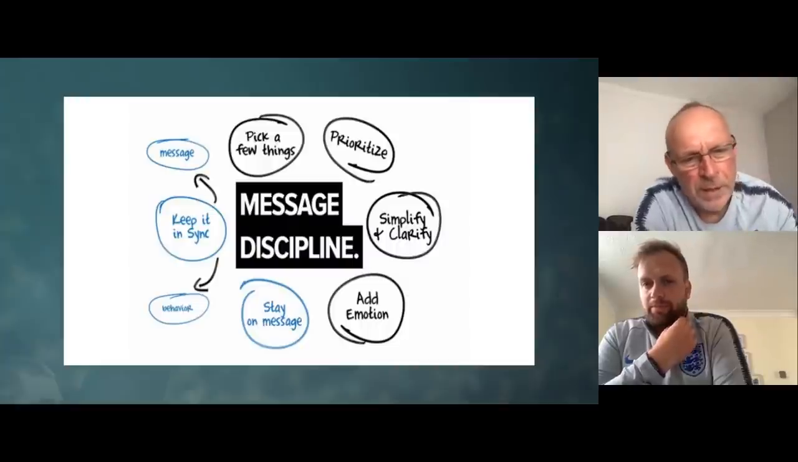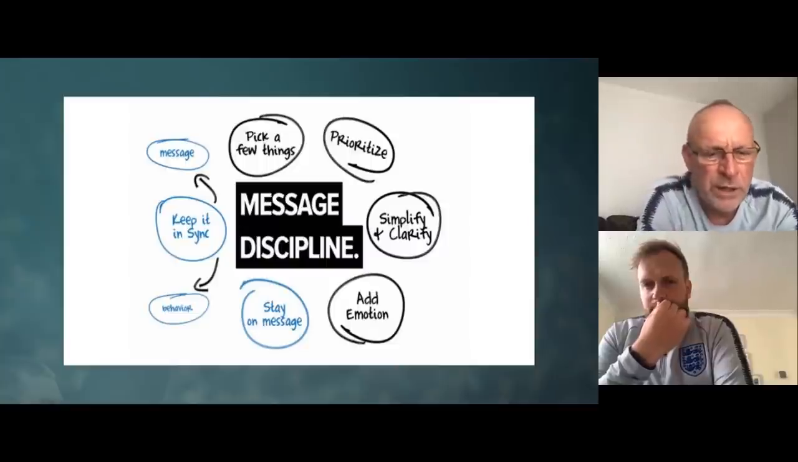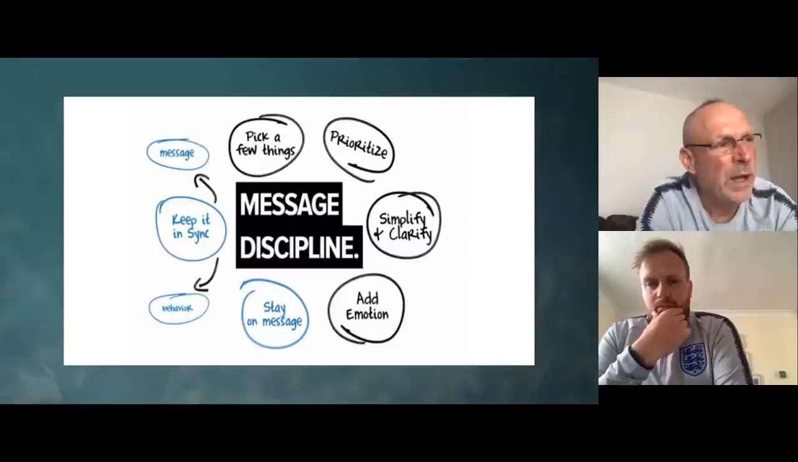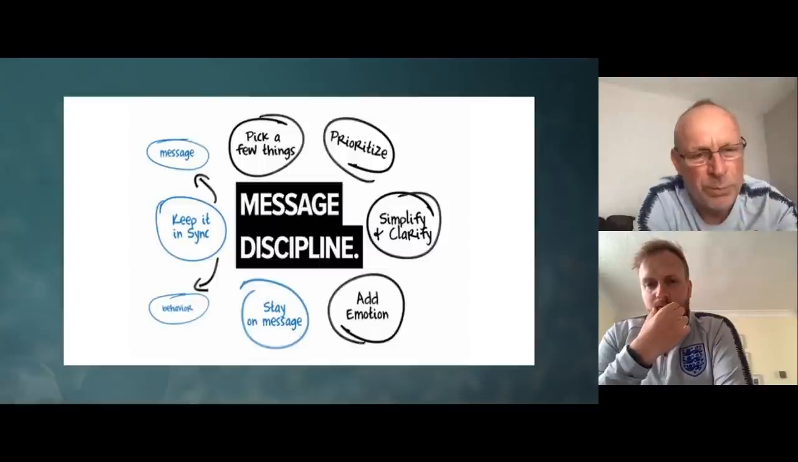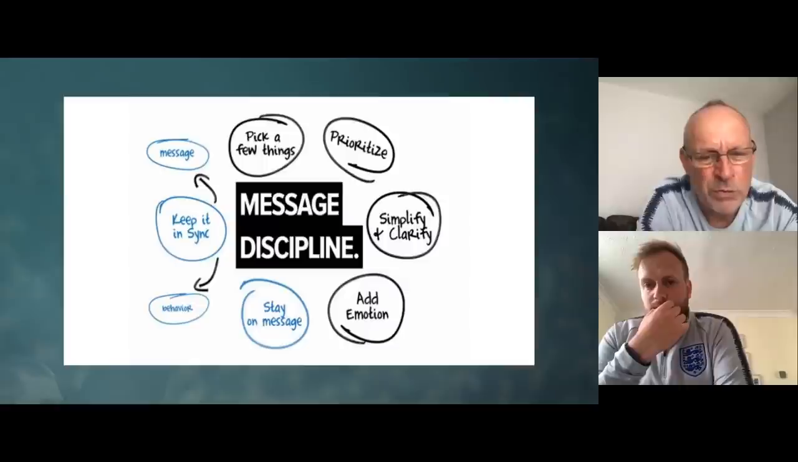And then your behavior and your message, you keep all that in sync. So if you're telling people that you want good contact on a cross like that, and then they blast it over the bar and stuff like that, that's got to be reflected in your behavior. And if you want creative players and you want inventive players, and that's the message, your coach behavior has to reflect that, because otherwise they won't trust you. So I think this message discipline is really important.